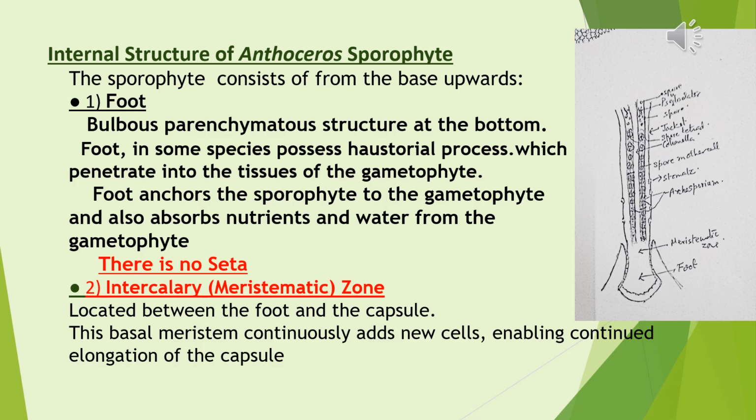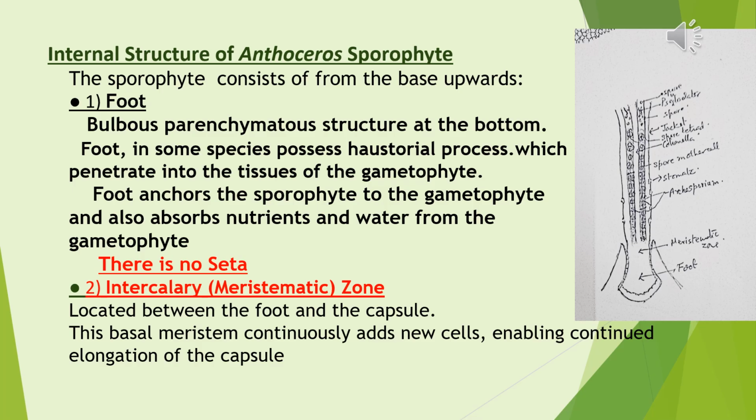Next, the important point is there is no seta. Okay, mark this, there is no seta. Then the structure is the intercalary meristematic zone. You can see in the figure just above the foot is the meristematic zone. Now, it is located between the foot and the capsule. Capsule is the upper portion, you can see it.